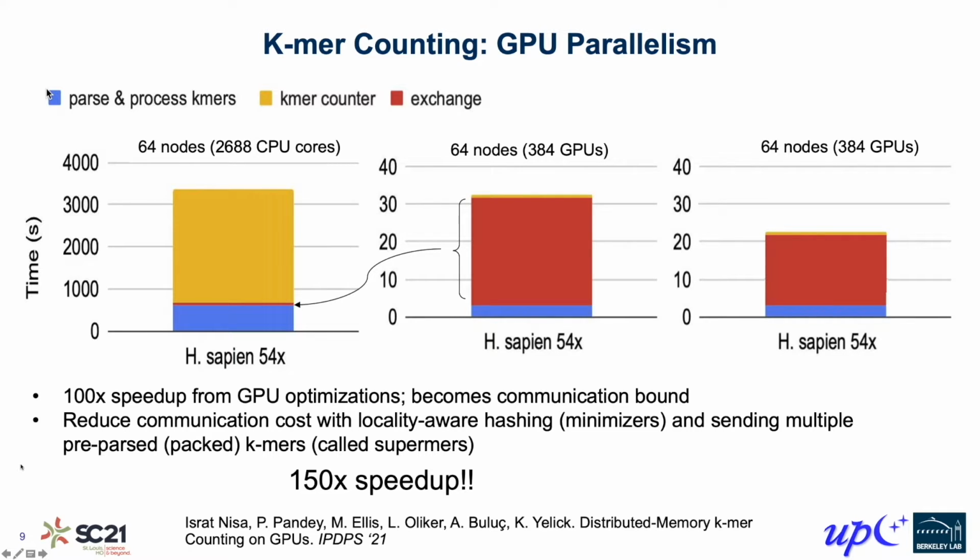K-mer counting is a fairly irregular computation involving random access updates to a distributed data structure. But it turns out, and somewhat to my surprise, that it can perform well when optimized for GPUs. The first graph shows the time breakdown for a K-mer analysis code running on 64 nodes of a CPU-based system. The second graph shows the GPU-optimized version, also on 64 nodes.